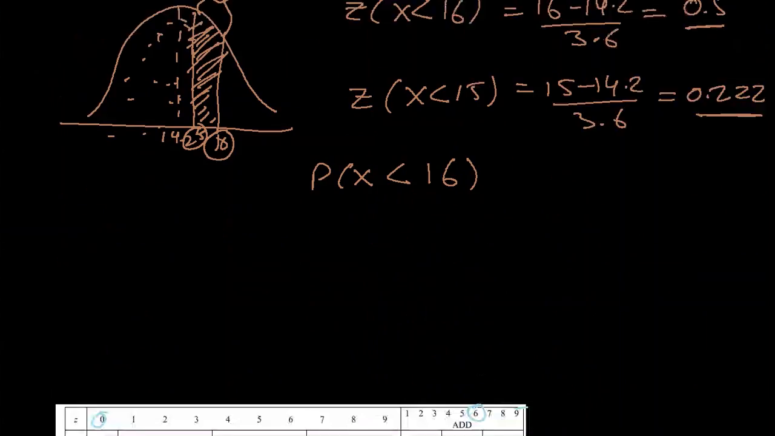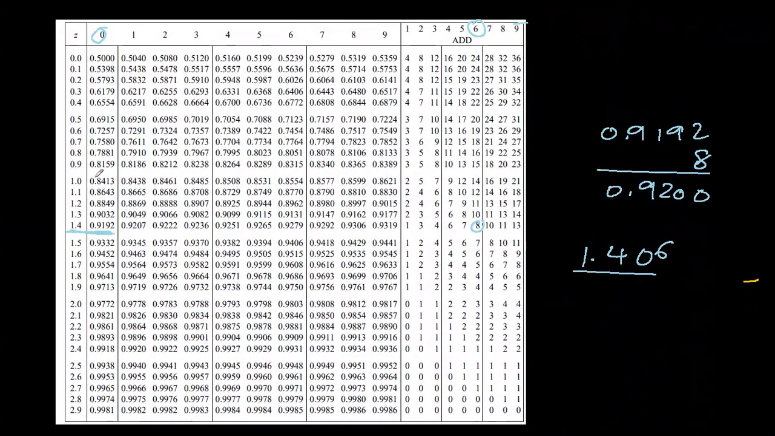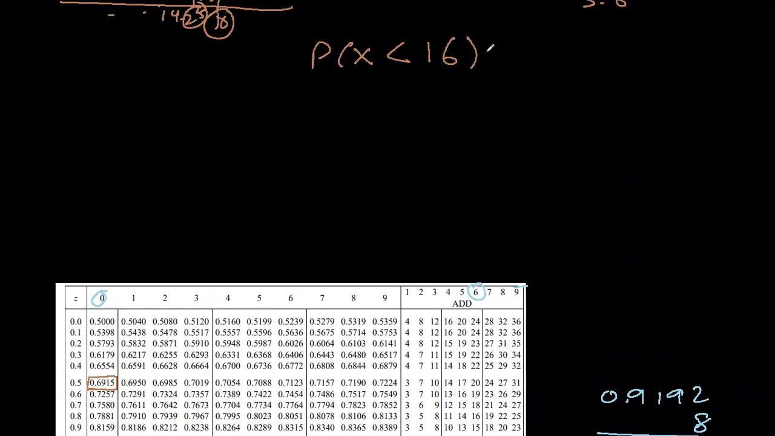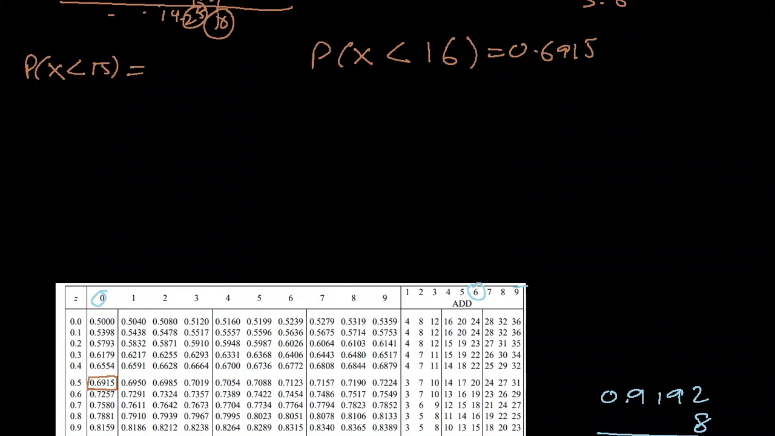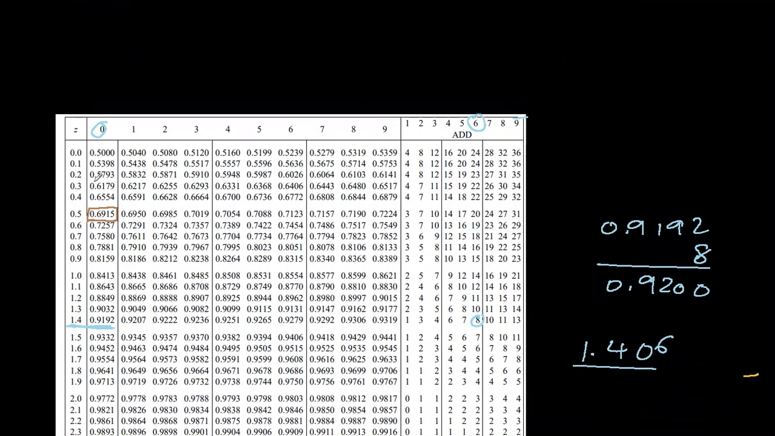So let's see, what do we have? So the 0.5 z-score is this: 0.6915. This is the probability. Let me write it here. 0.6915. Now the probability for x less than 15: 0.222 is the z-score, right? So let's go to 0.22, 0.5871, and then we have 2 again, which is 8. So that comes out to be 0.5879. So these are the two probabilities, 0.5879.